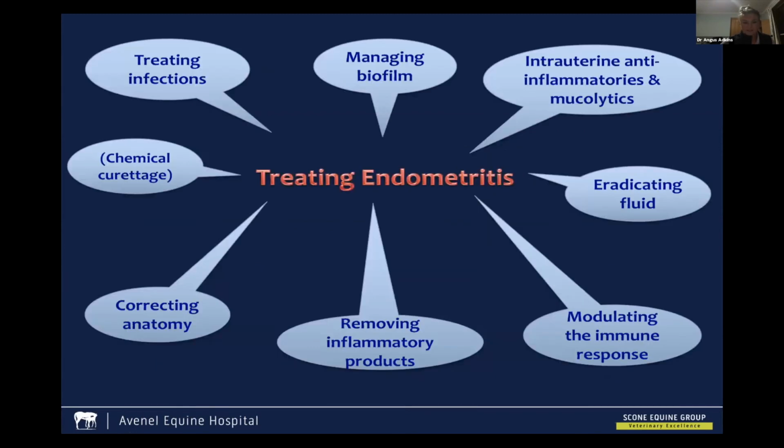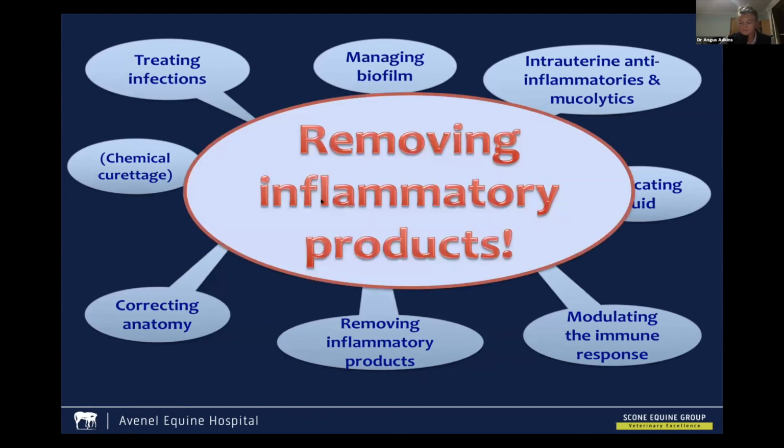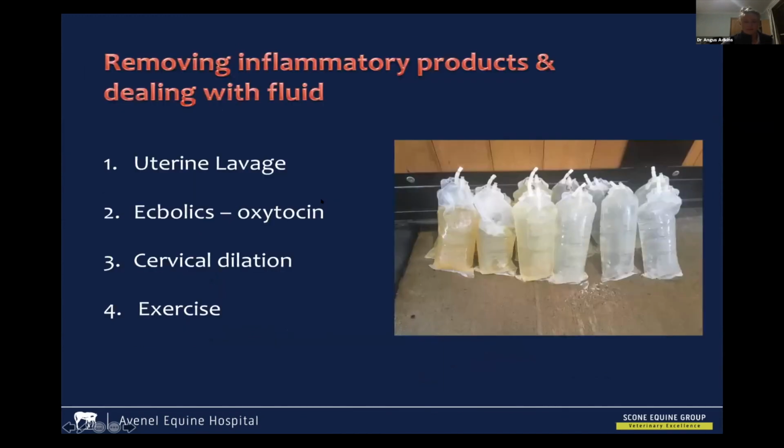And the last aspect I'm going to talk about is removing inflammatory products. So removing inflammatory products and dealing with fluid has got to be probably top one or two in managing endometritis as a condition. And generally this is achieved with uterine lavage, so that's physically flushing the mare. So we generally will use 1 or sometimes 2 litres of sterile fluid infused through the cervix into the uterus, and then directly siphoned back out.